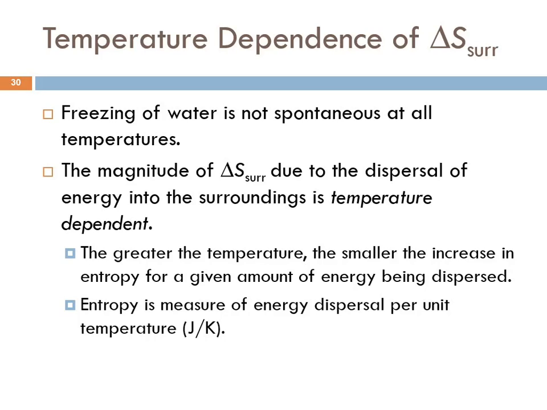Well, the magnitude of that change in entropy for the surroundings is dependent on the temperature. So if the temperature of the surroundings is greater, then the increase in entropy is smaller. So let me just read that because I think I did something wrong. The greater the temperature, the smaller the increase in entropy for a given amount of energy being dispersed.